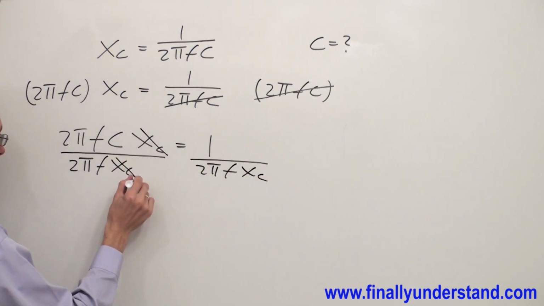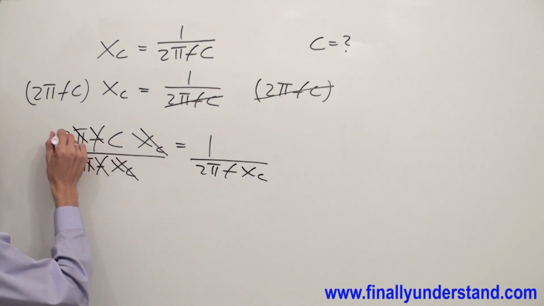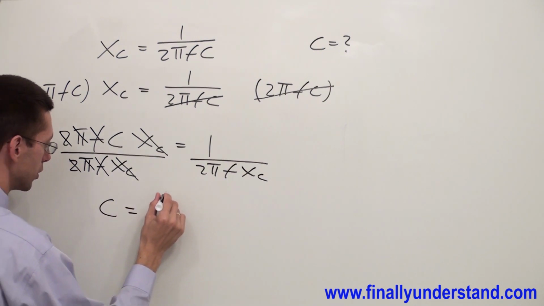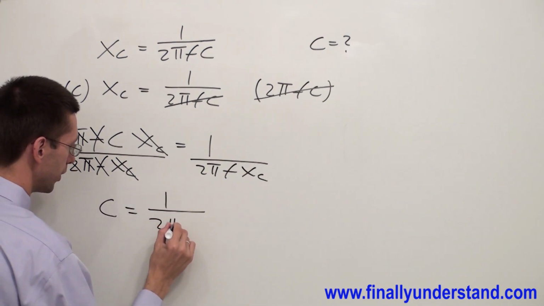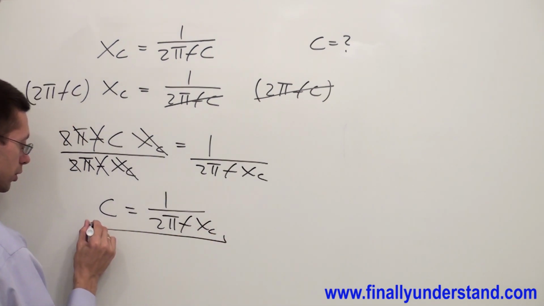X of c and x of c will cancel out. F and f will cancel out. Pi and pi will cancel out, and 2 will cancel out. That's why I'm going to have c equals 1 over 2 pi f x of c. This is the solution to my problem.